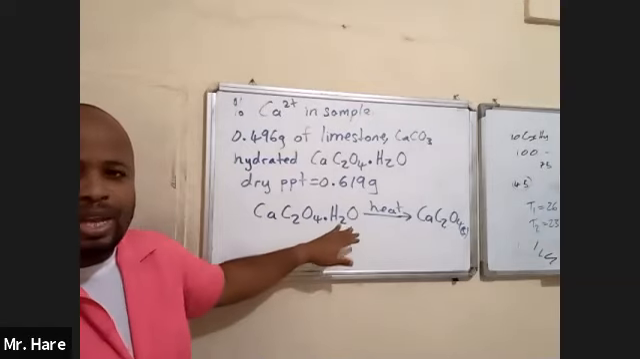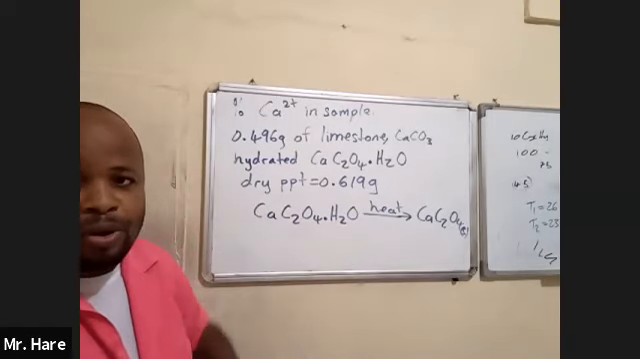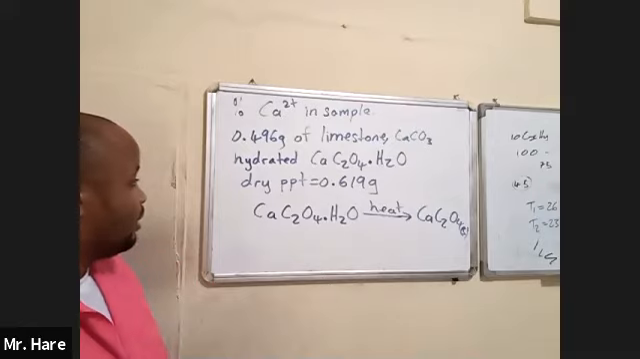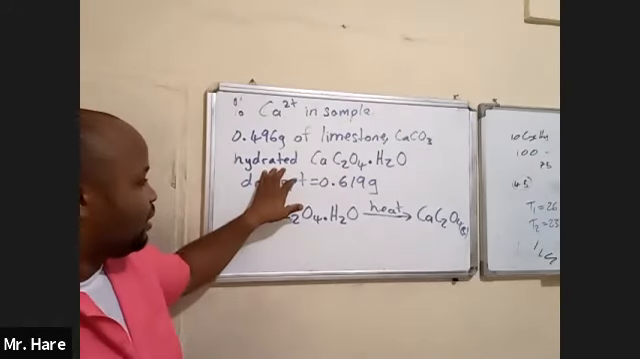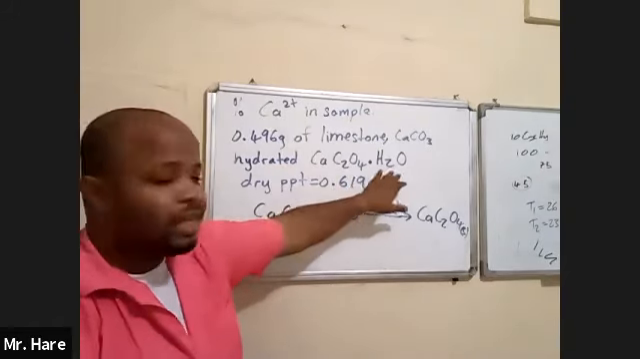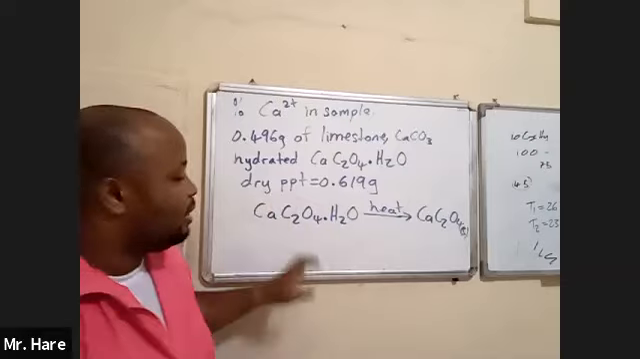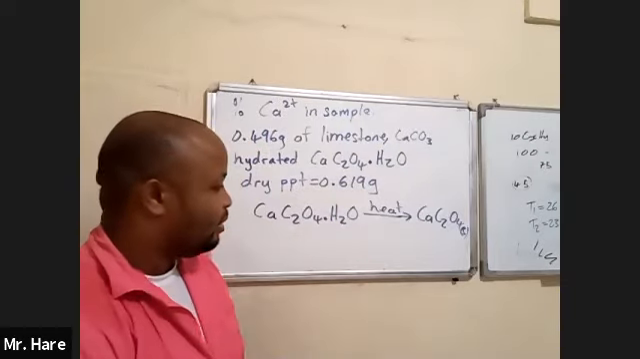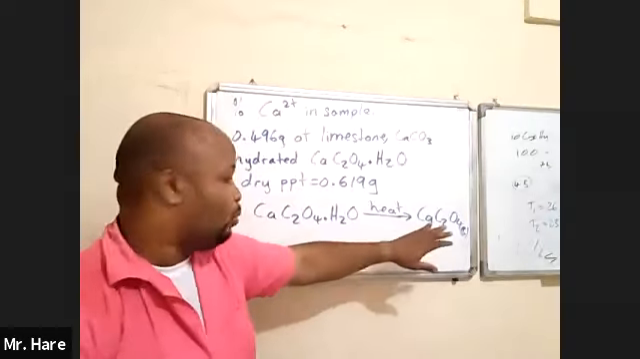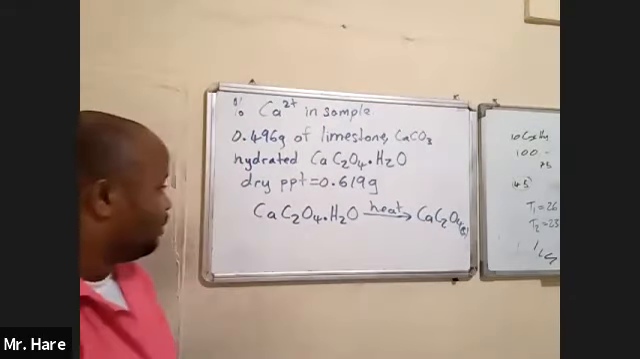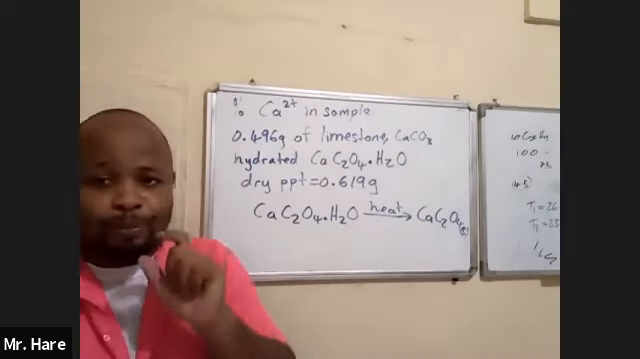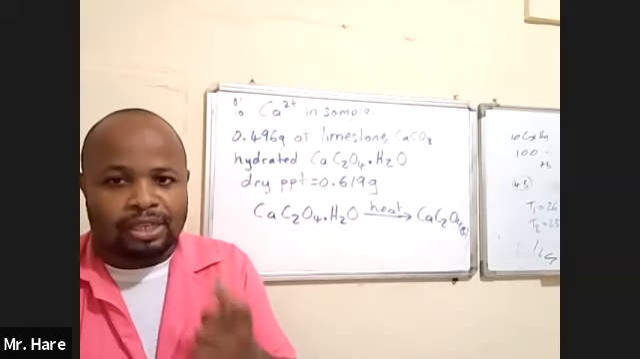So remember, we cannot have water in our precipitate. After filtration, we have hydrated calcium oxalate, but it has water of crystallization. So we heat it and we get rid of the water. So this is the equation that we would write, because it did not ask for the precipitation of calcium oxalate.